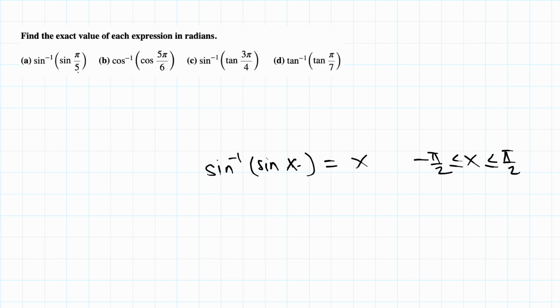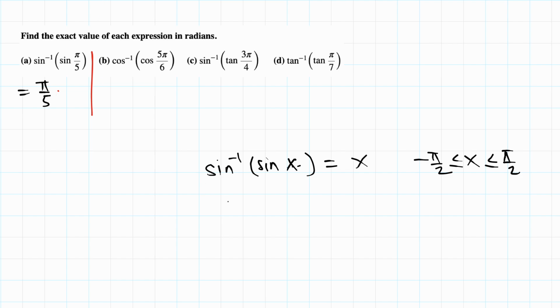So pi over 5, not a standard angle. Standard angle means 0, pi over 6, pi over 4, pi over 3, 90, and their multiples in the second, third, fourth, and so on quadrants. Okay, so here they simply cancel because pi over 5 is in our correct range.